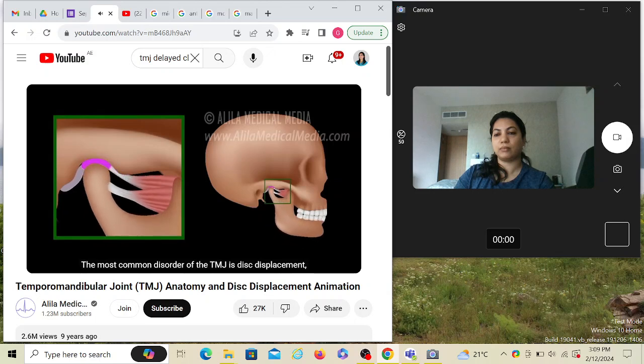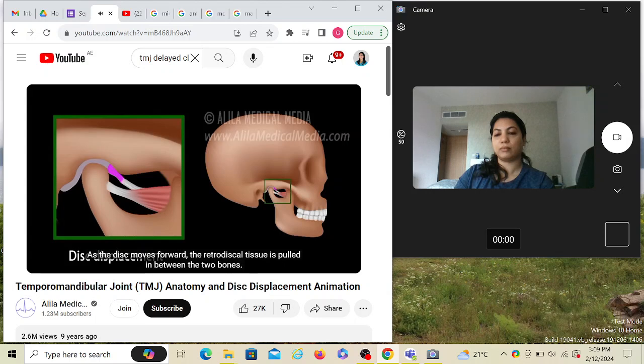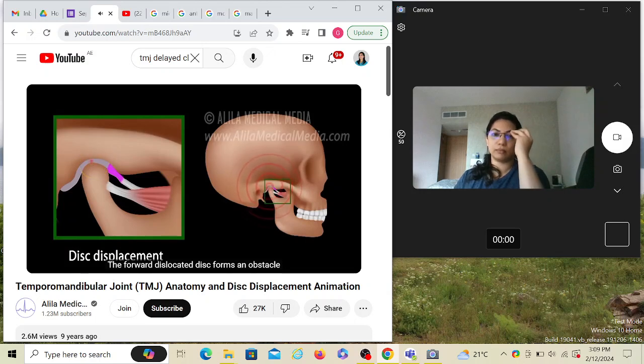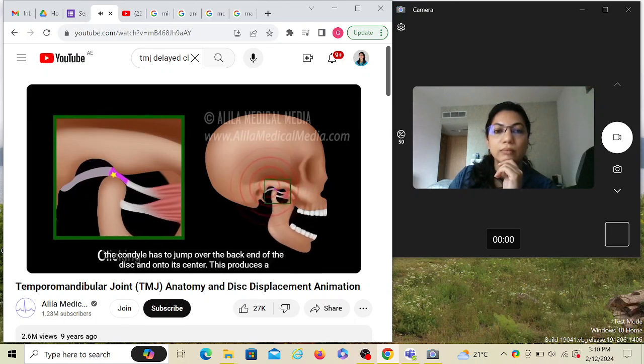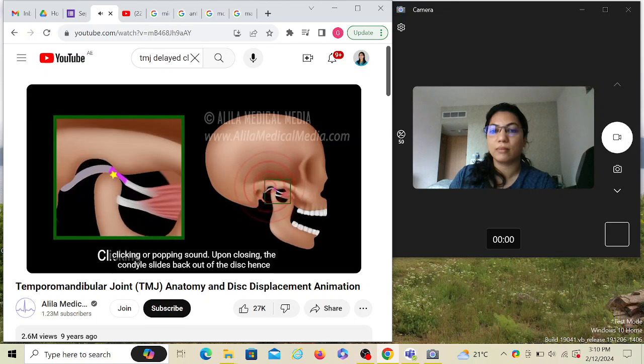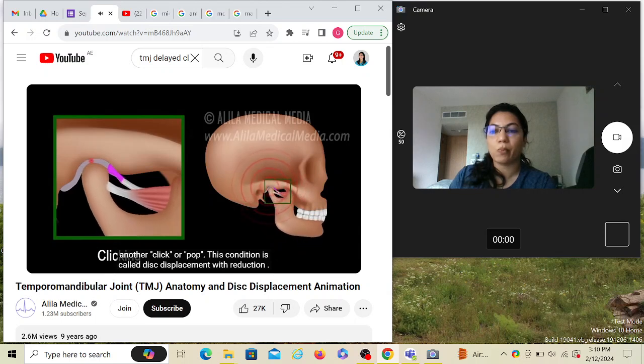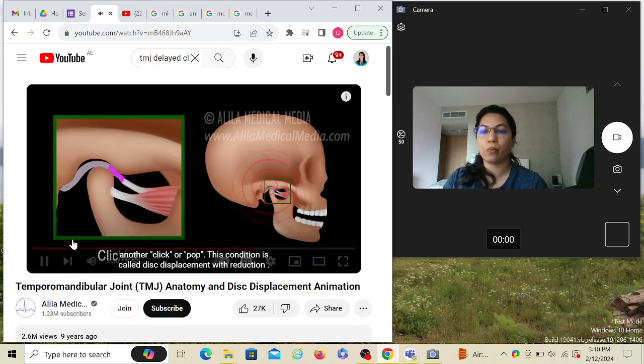The most common disorder of the TMJ is disc displacement, and in most of the cases, the disc is dislocated anteriorly. As the disc moves forward, the retrodiscal tissue is pulled in between the two bones. This can be very painful as this tissue is fully vascular and innervated, unlike the disc. The forward dislocated disc forms an obstacle for the condyle movement when the mouth is opening. In order to fully open the jaw, the condyle has to jump over the back end of the disc and onto its center. This produces a clicking or popping sound. Upon closing, the condyle slides back out of the disc, hence another click or pop. This condition is called disc displacement with reduction.